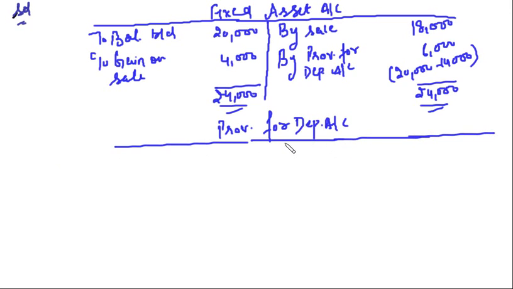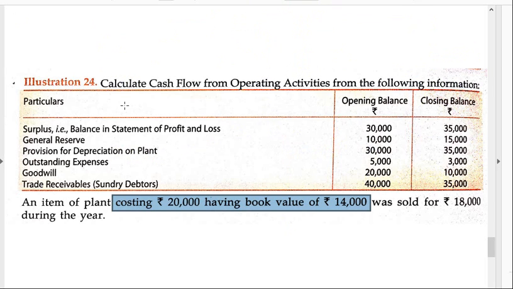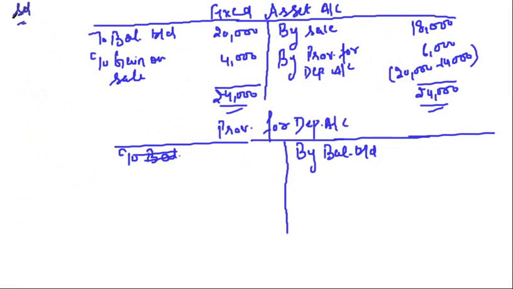Clear? Just remember one thing. When you are given the provision for depreciation account, you have to prepare the fixed asset account and the provision for depreciation account to ascertain the value of depreciation charged during the year. So the provision will have the balance on this side, the credit side, by balance brought down. What is the opening balance of provision? He says provision for depreciation on plant, the opening balance was 30,000 and the closing balance is 35,000. So the opening balance is 30,000 and I have the closing balance, balance carried down, that is 35,000.